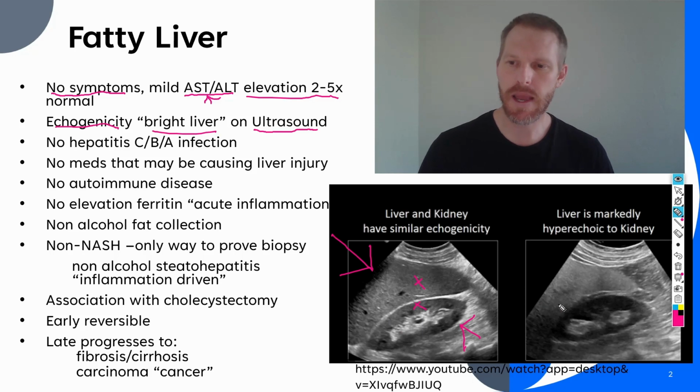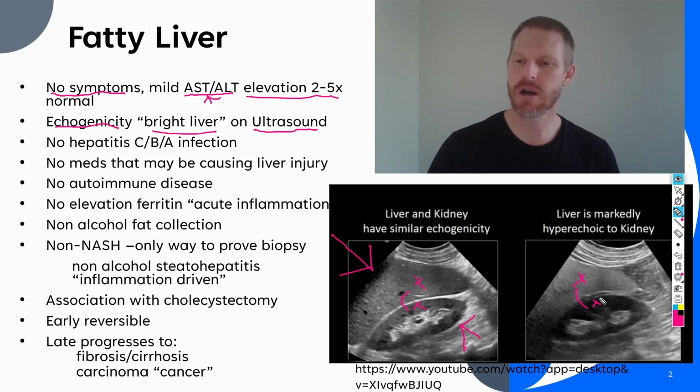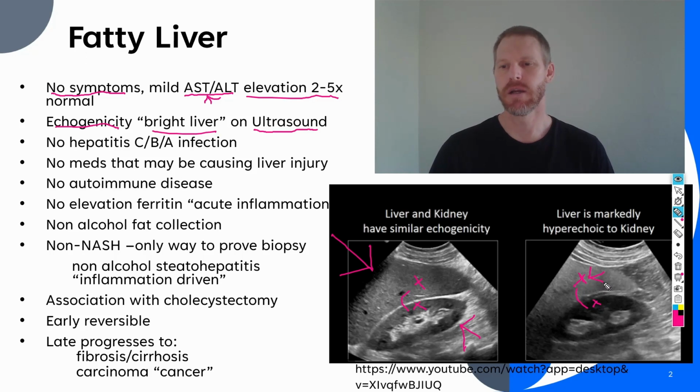Now, if you go to the right here, look at what the liver looks like here and how dark this kidney is in comparison. So back to the left, these are very similar. These are not. The kidney is much darker than this bright echogenicity liver here. Hyperechoic is another name. It's reflecting those sound waves off the ultrasound.